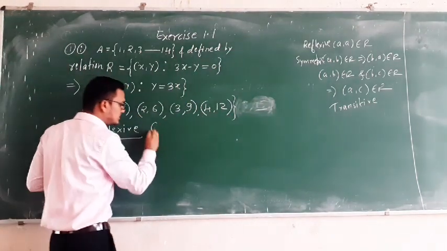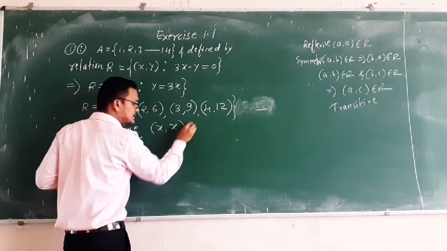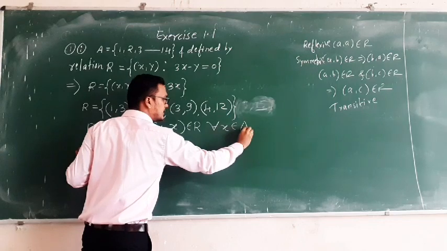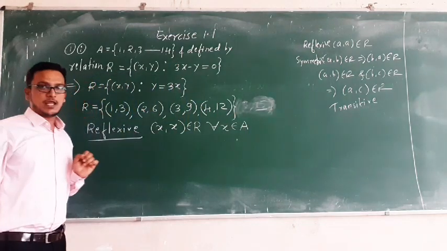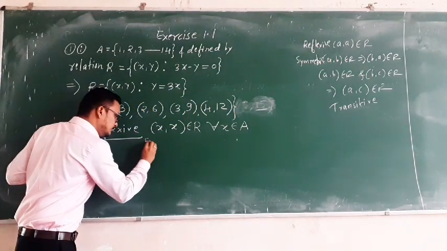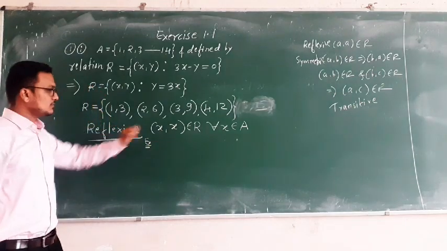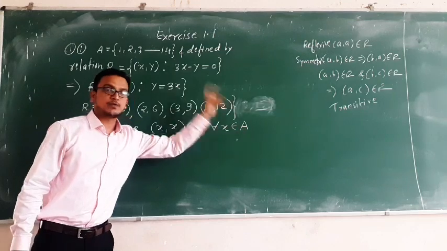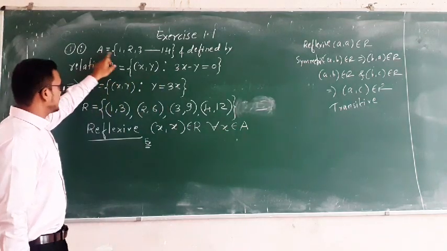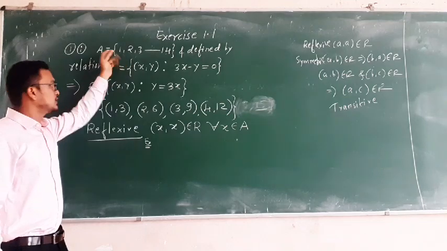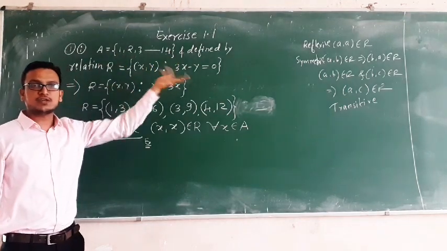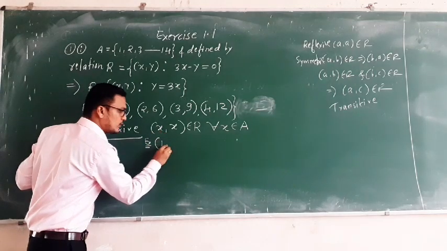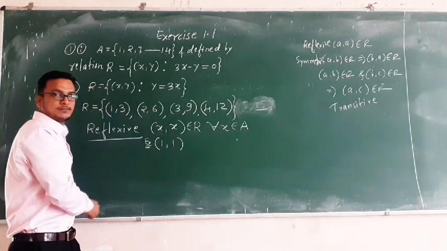So for reflexive the definition becomes what now? (x, x) belongs to R for all x. This x belongs to which set? It is set A. So this x you have to choose from the set A. From the set A I will choose x is 1. You can choose any one from 1 to 14. I will take 1. If I take x is 1, then this will become (1, 1).